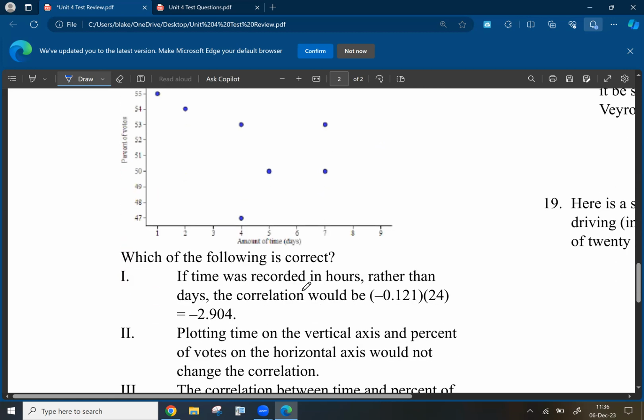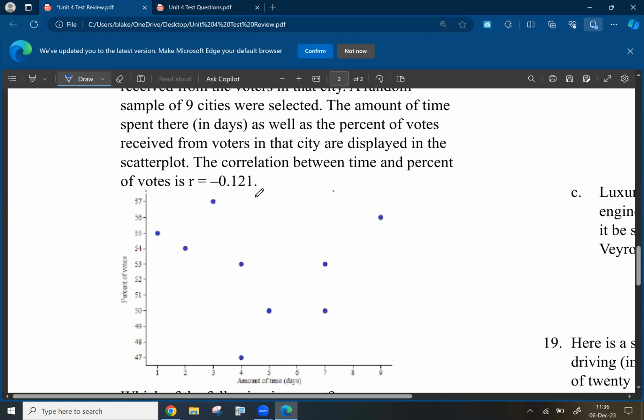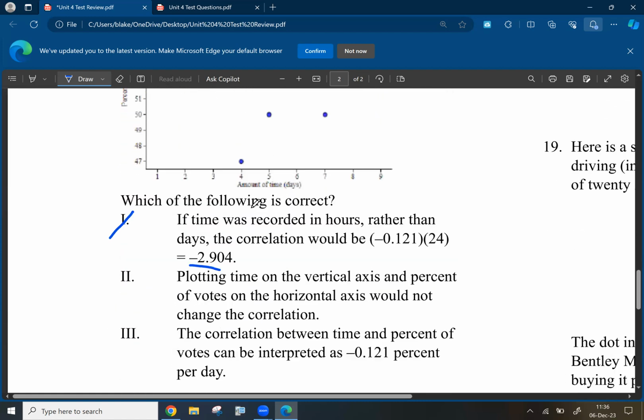If the time was recorded in hours rather than days, the correlation would be this. This is a false statement. This cannot be true, for a couple of reasons. One, correlation is only between -1 and +1, so to have a correlation of -2.9 makes no sense. Secondly, remember, changing the units does not affect the correlation. So if we change the units from days to hours or whatever, it would still be the same R value. So changing units does not change the R value.